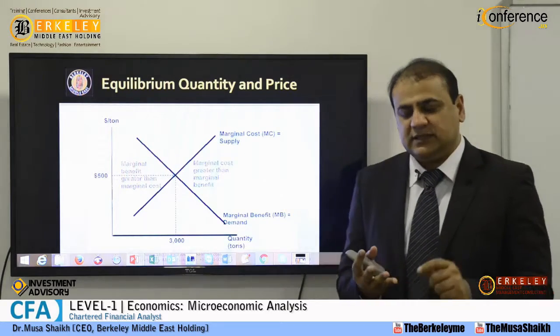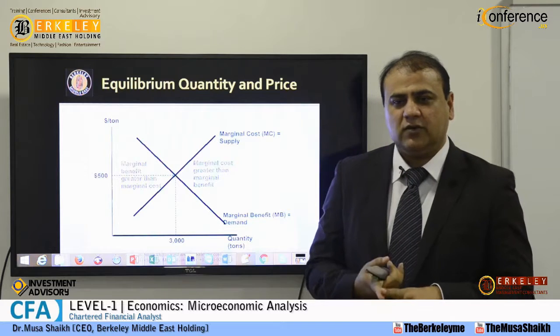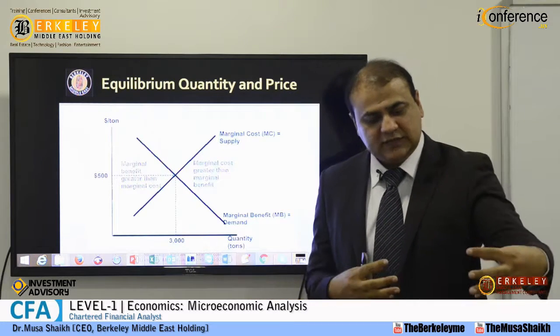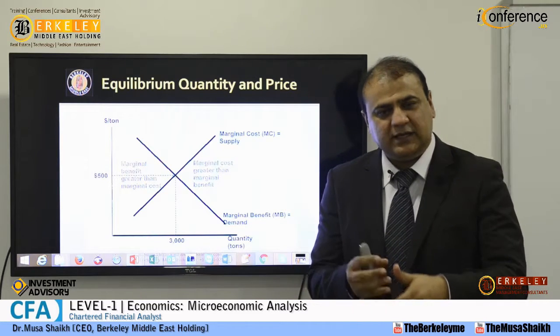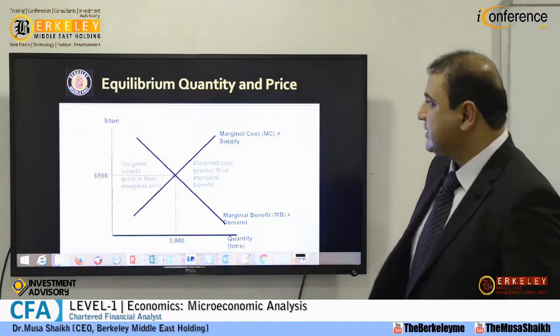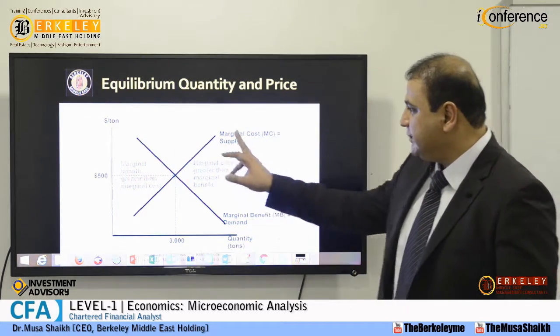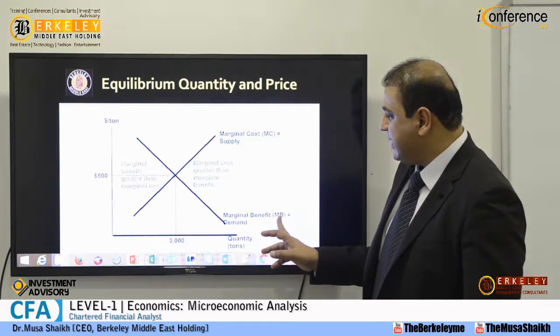So all prices, like when we go to buy a Nestle juice, Kit Kat, Dairy Milk or any other things, there is a supplier and there are demands. Where they meet each other, it becomes the price, right? So this is equilibrium quantity and price. And we have marginal cost and marginal benefits.